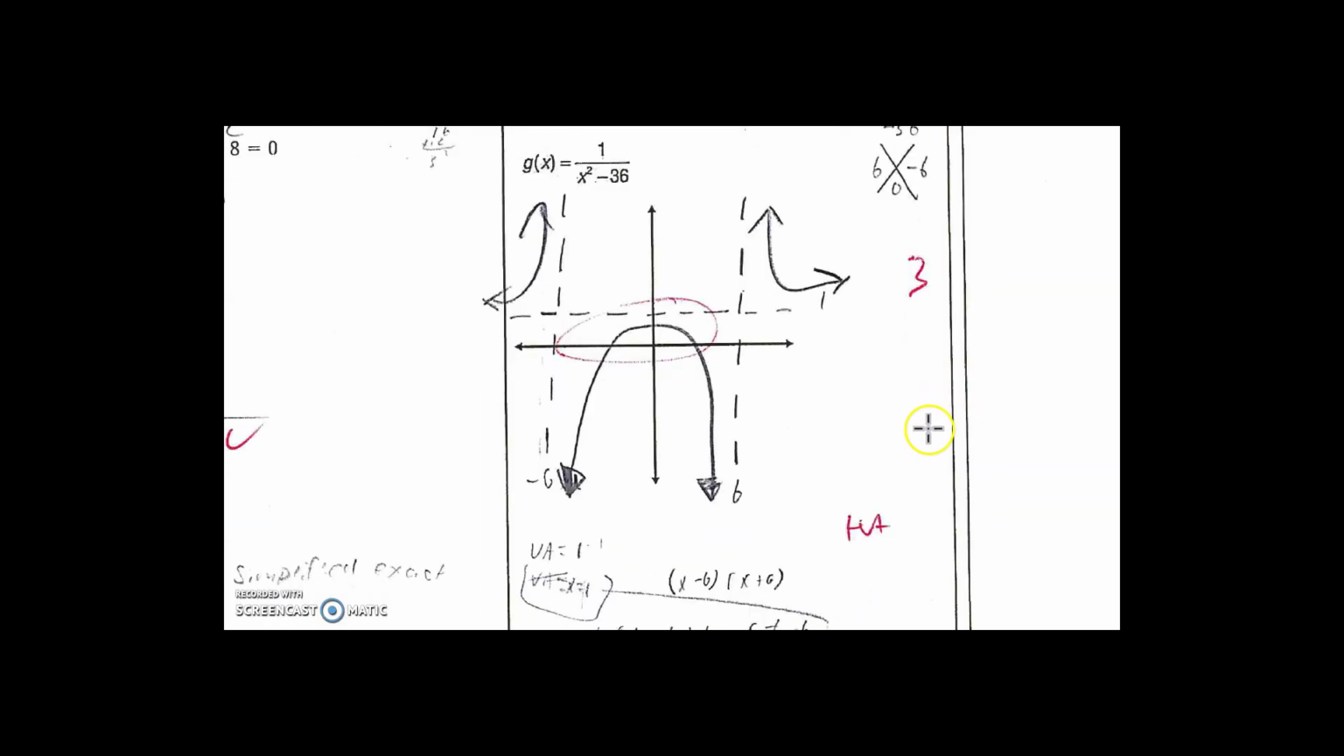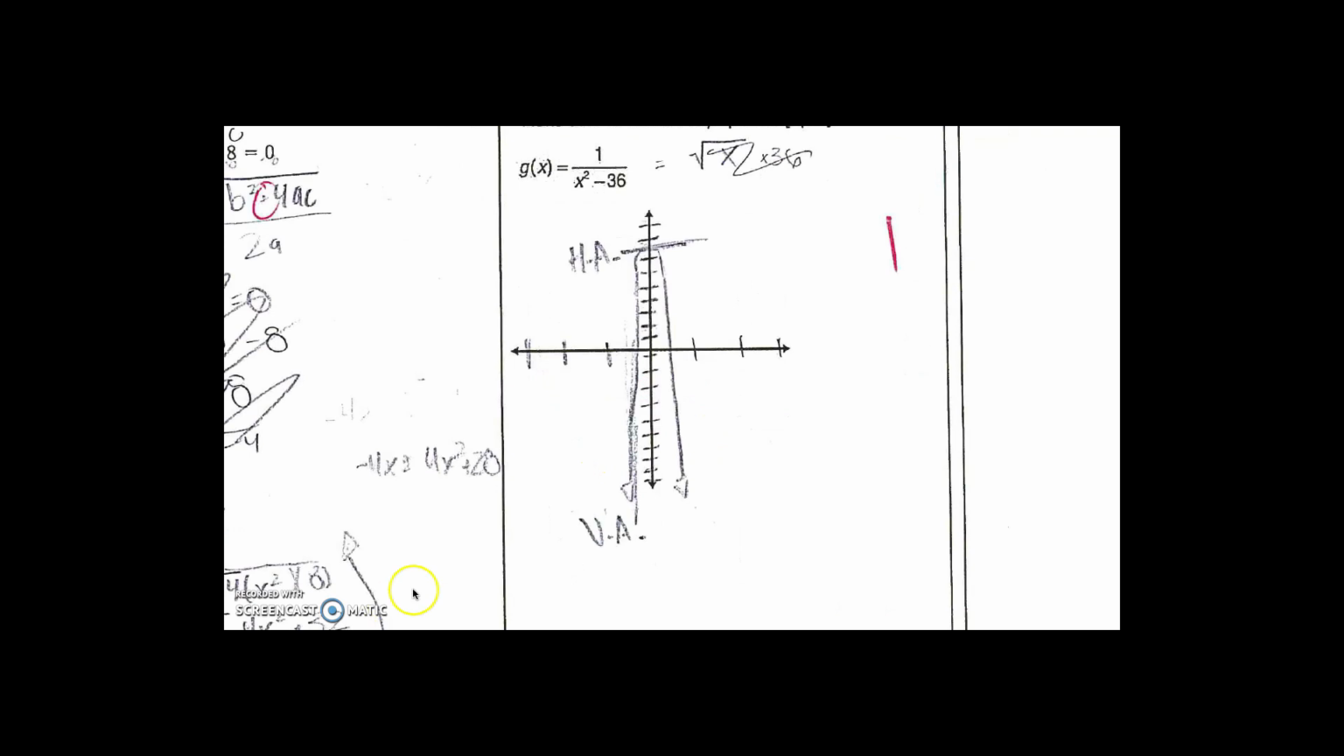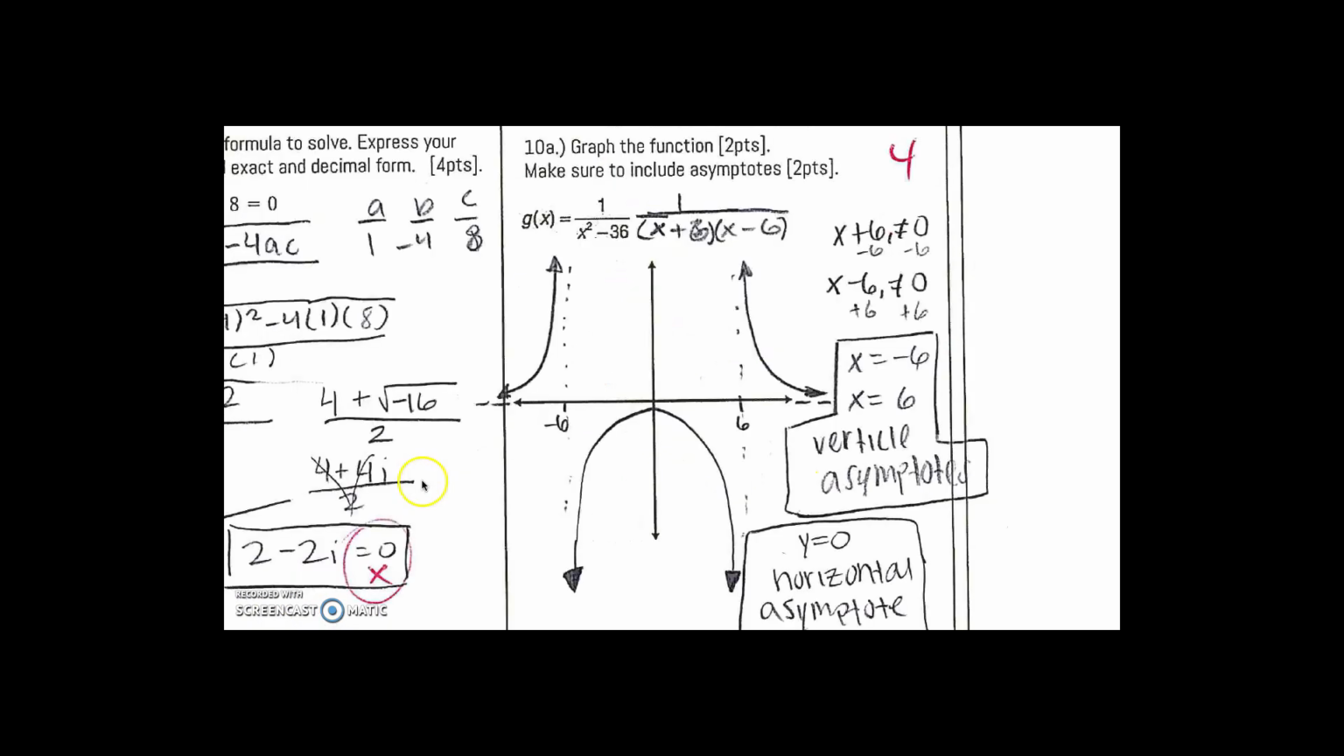Here's some student work. Student didn't recognize where the horizontal asymptote was. I think the student just graphed x squared minus 36, but also has it graphed down, incorrect. Here's an example of a full credit, question number 10a, looks good.